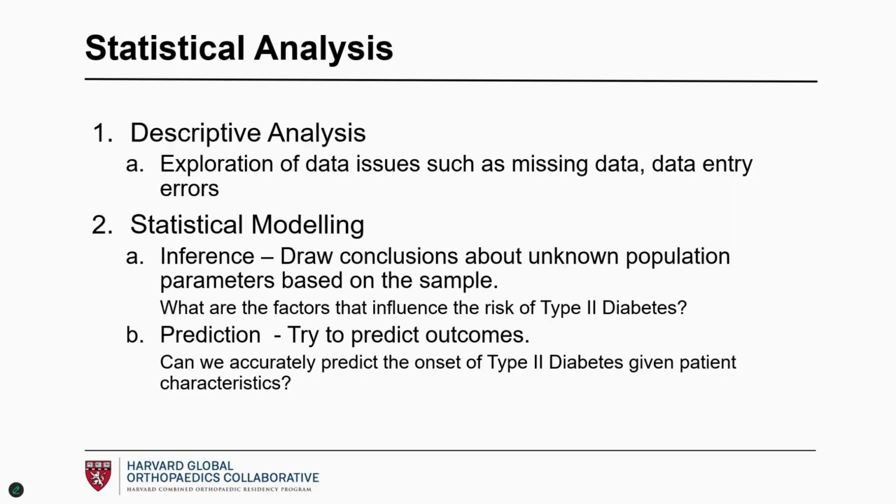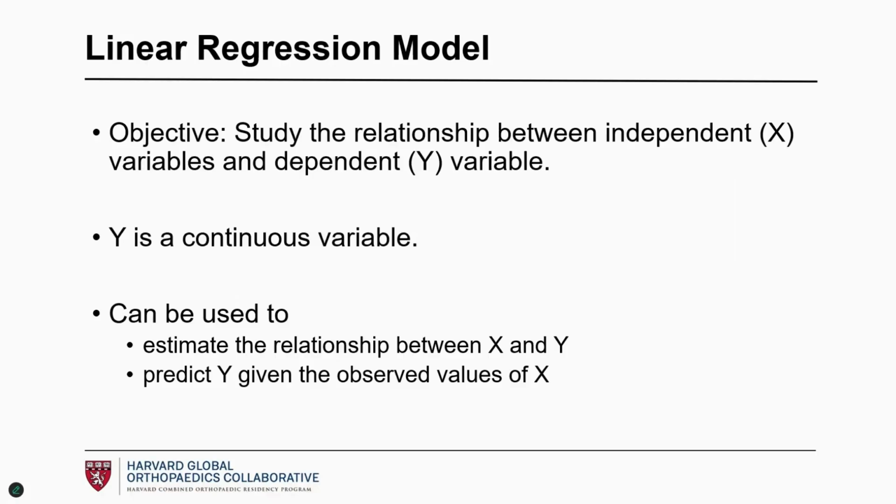The second part is that we could try to do prediction with our statistical analysis. Basically, we try to predict the outcomes in the data. And the relevant question that could be answered here is, can we accurately predict the onset of type 2 diabetes given patient characteristics? So in order to do statistical modeling, either for making inferences or prediction, a very powerful tool is the linear regression model.